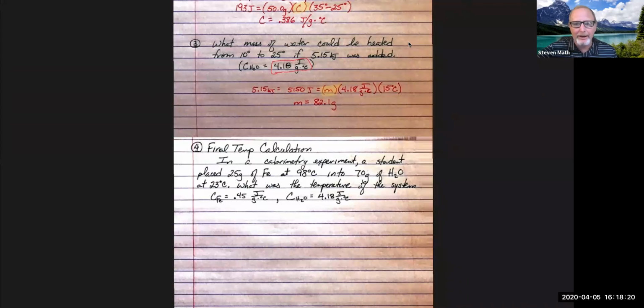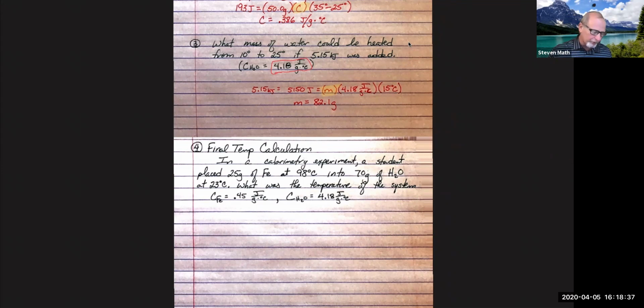Plug that into your calculator and let Texas Instruments do all the lifting. We could heat up 82 grams of water. That's kind of a weird type of problem. We don't go sitting around saying, hey, I got this 5 kilojoules of energy, what could I do with it? That's not really the usual.